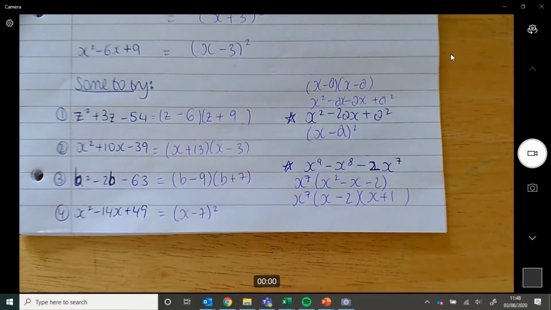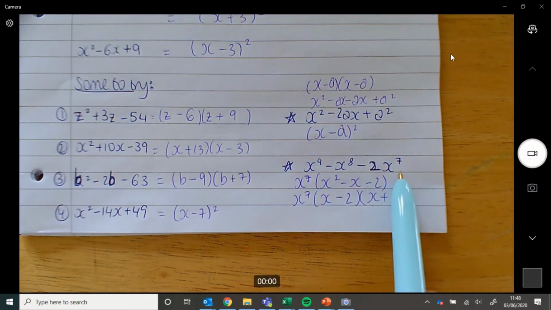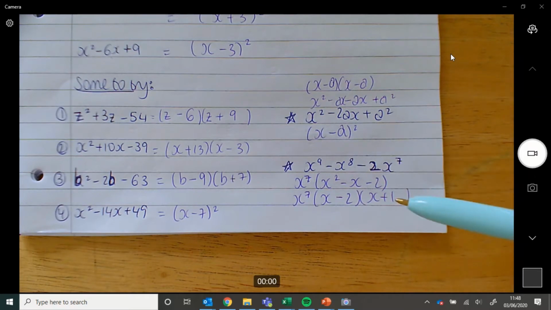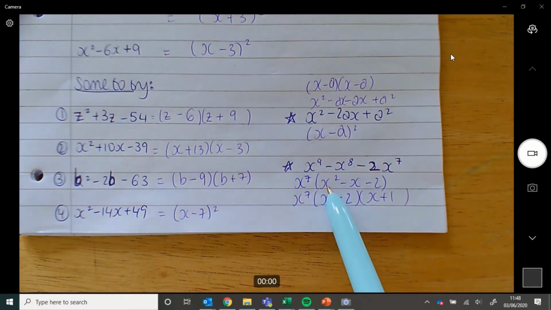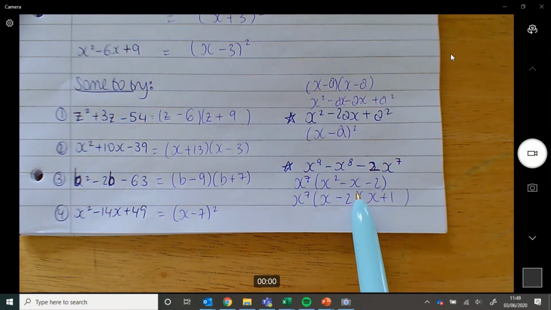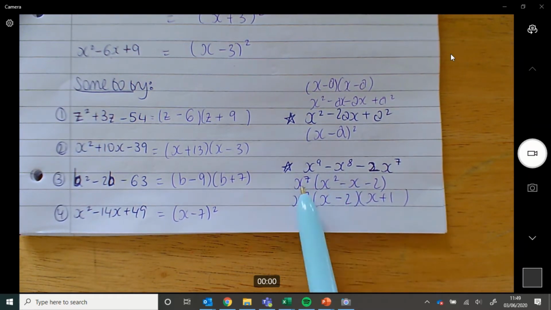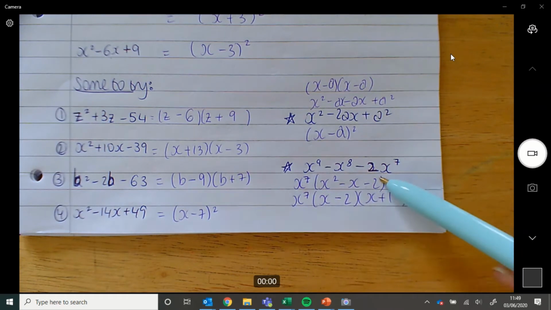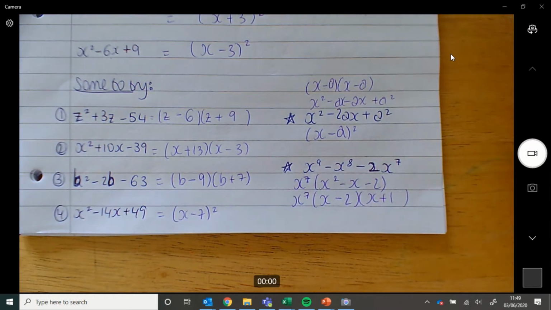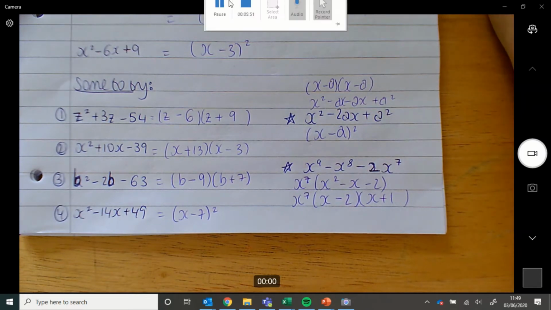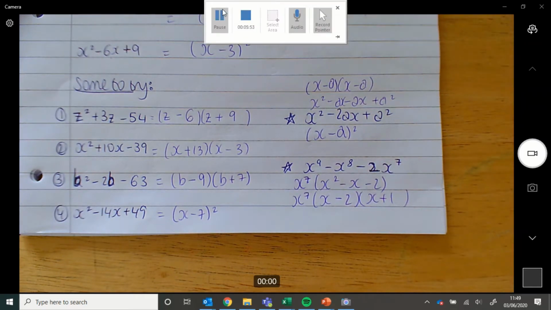This one, if you notice, everything has got a power of x to the power of 7 or above. So if I factorise an x to the power of 7 out, I'm left with x squared, because that multiplied together gives you x to the power of 9, x to the power of 8 from this one, and minus 2x to the power of 7, and then that can be factorised. That is really, really, really tricky. I've never seen anything quite so difficult on a GCSE exam, but if you are wanting to push yourself to those top grades, then it's definitely worth looking at.